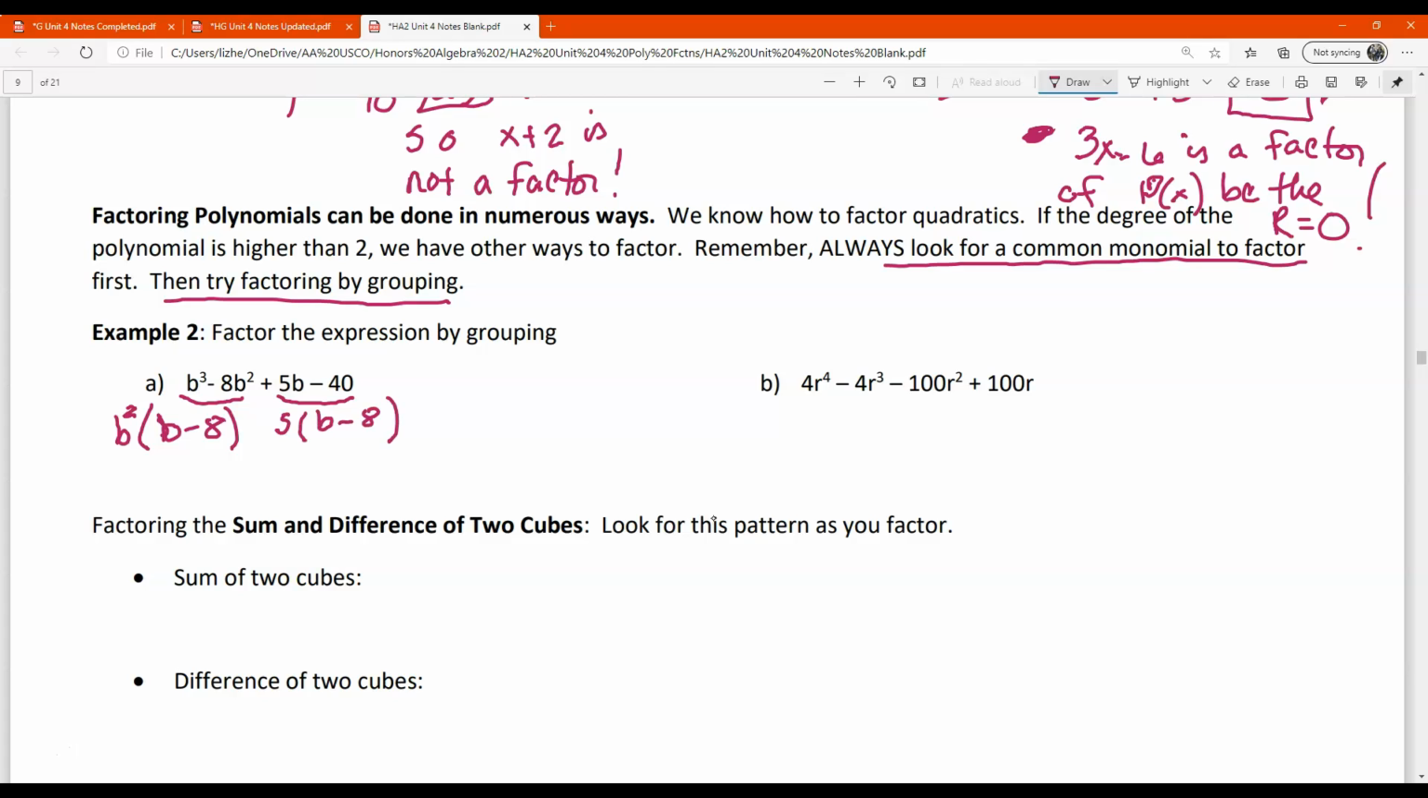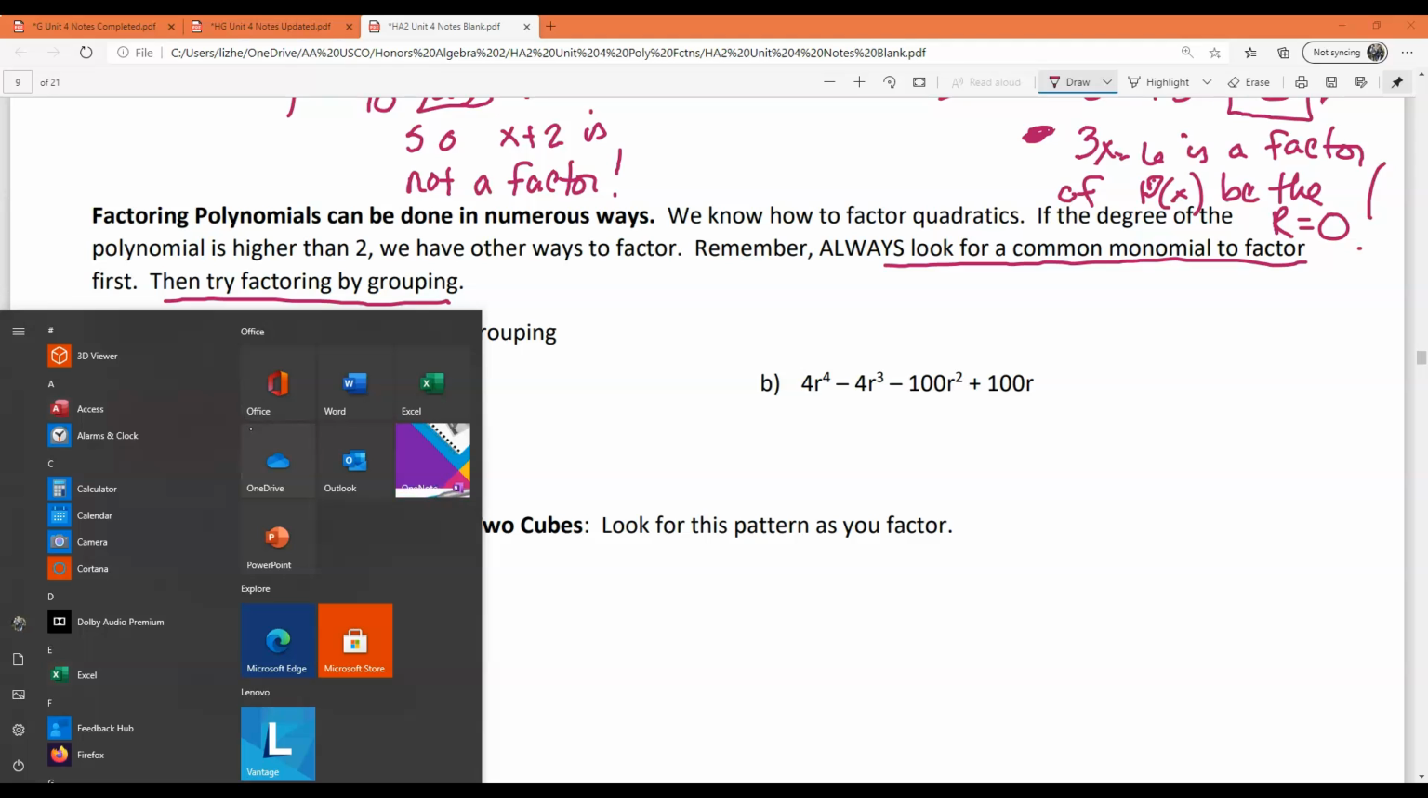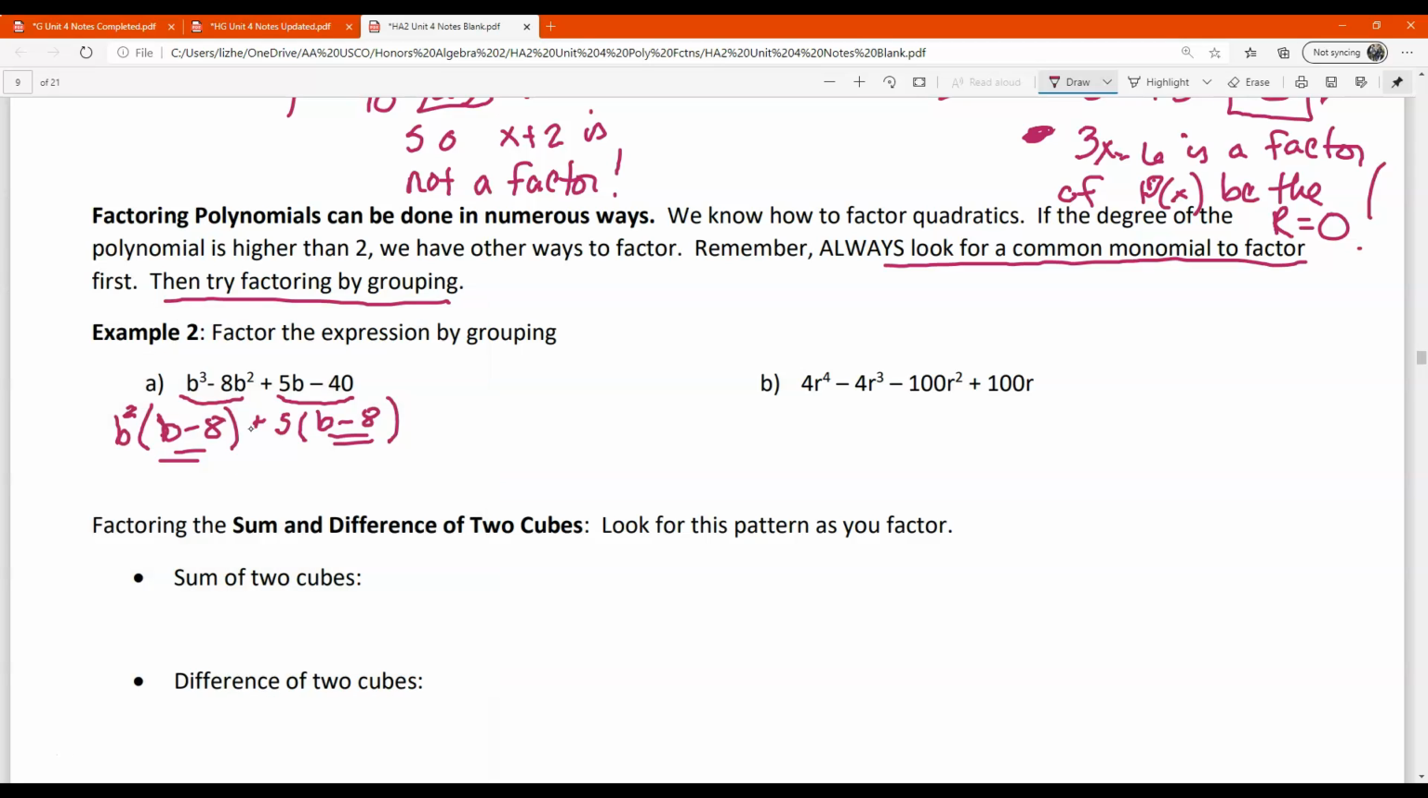And then I'm happy because I have the exact same thing here as here. I'm going to put a plus sign there because I'm going to take out a positive 5. I put the plus sign in at the end because sometimes you're going to take out a negative because you need these to match.